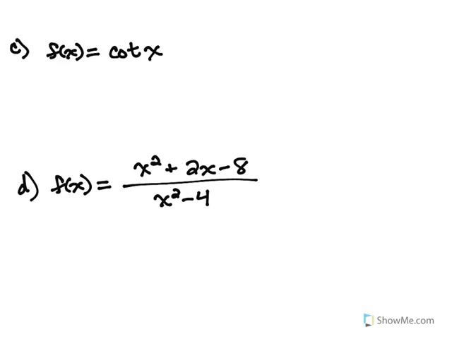Okay, we got the function cotangent x. So we want to know, where do we get vertical asymptotes? That comes from when the denominator is equal to 0, and cotangent is really cosine x over sine x, right? Because tangent is sine over cosine, and cotangent is the reciprocal. So we want to know, when is sine equal to 0?